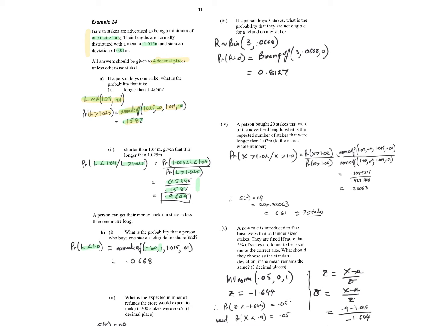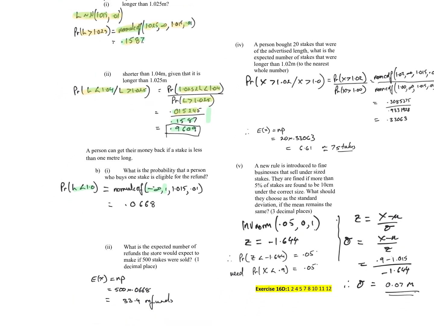Shorter than 1.04, given that it is longer than 1.025, so that's our conditional probability. And we know the conditional probability is the intersection of the two over the probability of the second. So what interval of numbers satisfies both those conditions? Well, it's got to be greater than 1.025 and less than 1.04. Use your calculator, we get 0.015245 over 0.1587, which gives us 0.9609 to 4 decimal places.